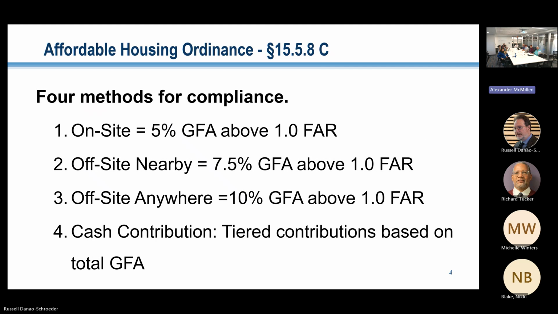So by way of reminder, the ordinance has 4 methods of compliance. The first being the on-site contribution, which is calculated at 5% of the gross floor area above the first 1.0 floor area ratio. We went over that in our May meeting, and escalating contributions for offsite or offsite further away from the project site. And then the last one, the fourth, which we are deliberating tonight, the cash contribution, which is a tiered contribution based on the total gross floor area.